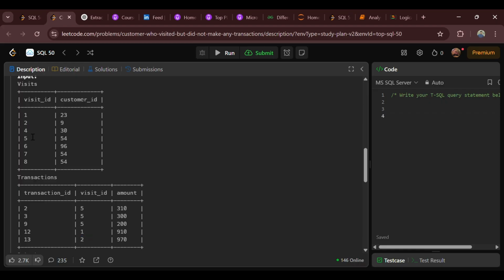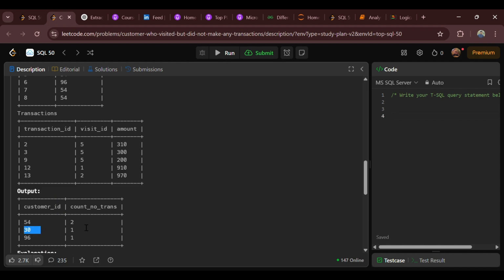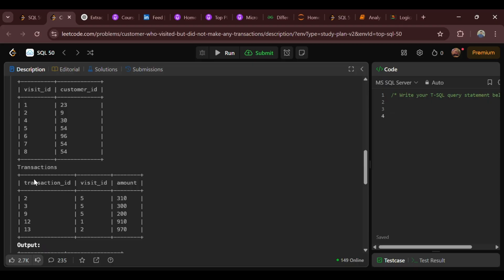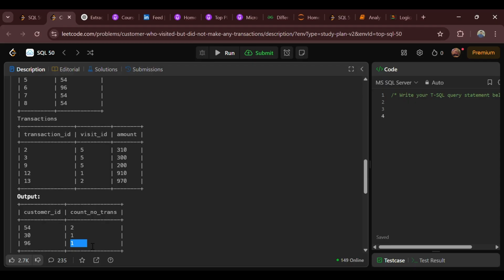But if you look at widget id equal to 4, widget id 4 is not present in the transaction table. That means the customer id of widget id 4 is 30, so 30 will be in the output. See, that is what is here, 30, and that 30 is coming one time, that is the reason the count is 1. And similarly, if you look at widget id equal to 6, 6 is not present in the transaction table, so the customer id of widget id 6 is 96, so 96 is here, and the count of 96 is 1, so 1 is here.